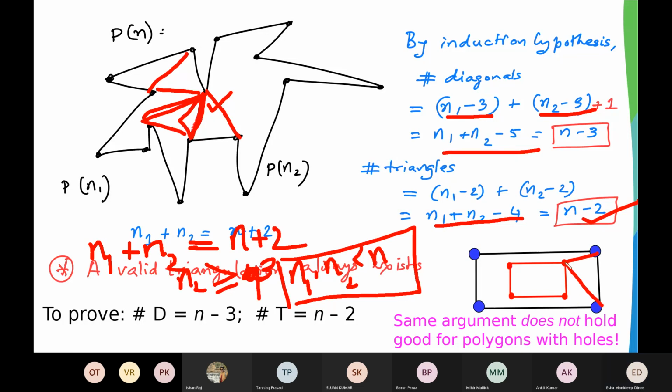Let's try. Yeah, you can triangulate it some way like this. And you can check whether this formula holds for that or not. It probably won't. So there are 8 vertices. You'll need how many? 6 triangles. So you have 1, 2, 3, 4, 5, 6, 7, 8. Yeah, there are more triangles. So this won't hold for polygons with holes.